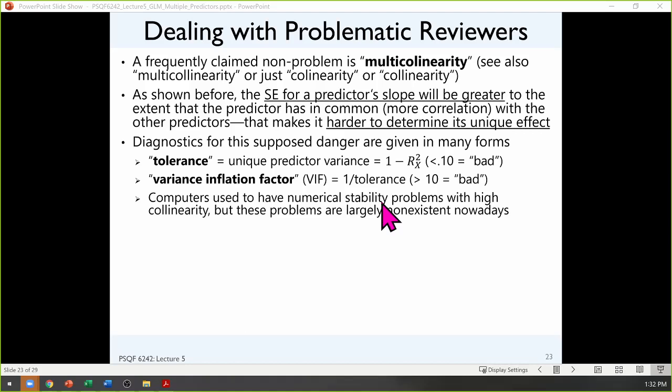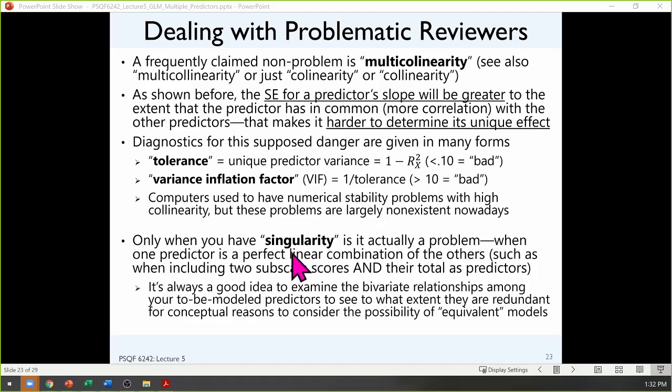The only instance in which it is truly a problem, and you will know because you will get dots where your slope is supposed to be on your output, is a condition known as singularity, and that is when you have predictors that are perfectly correlated or are linearly dependent. So for instance, if you have a measure that has three subscales and you put in each of the three subscales as a predictor in your model, and then you compute a total of the three and you add that as a fourth predictor, you will break your model because the fourth is the same thing as the other three. That's singularity. So as long as you don't do that, you're okay.